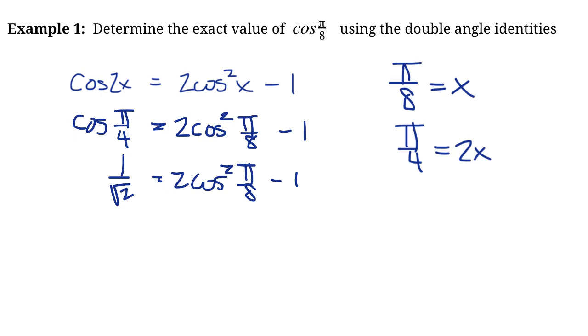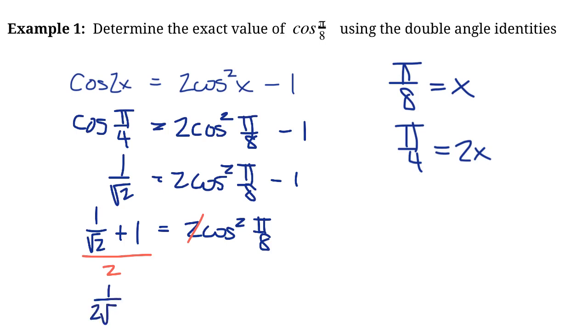So again, what we're trying to do here is find cos π/8. So basically we've got to isolate cos π/8. So let's do that one step at a time. I'm going to start by moving that 1 over. So we get 1 over root 2 plus 1 equals 2 cos squared π/8. Then I'm going to divide both sides by 2 to get rid of that. So if I divide both these terms, I'm going to end up with 1 over 2 root 2 plus 1/2 is equal to cos squared π/8.